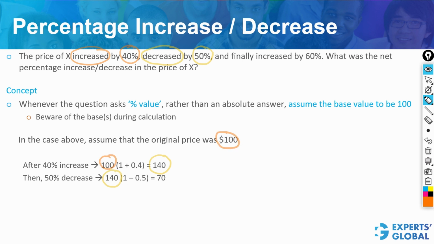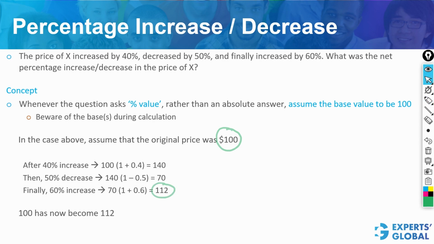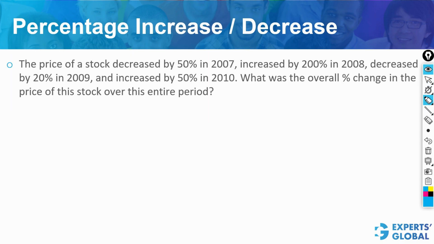Next, there is a 60% increase. Therefore, the final value is 70 times 1.6. The value is 112. The original value was 100. The final value is 112. 100 has become 112. Thus, there is a net 12% increase. Please pause the video and solve this question.